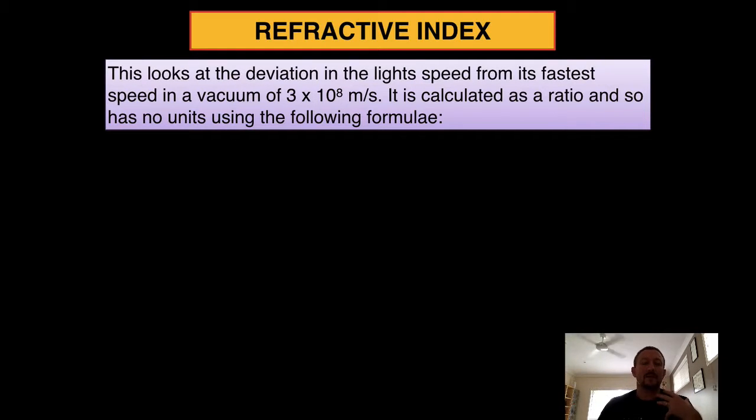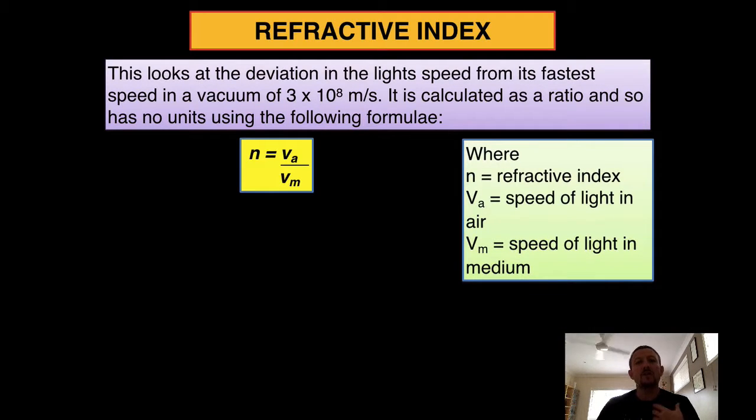So we know that the fastest speed of light is in a vacuum at 3 times 10 to the 8 meters per second. So we can use this formula, this ratio, to basically calculate the refractive index of our medium. So the formula is n, which is the refractive index of that medium, equals the speed of light in the air, VA, divided by the speed of light in the medium, VM. Now, in a calculation, you may be given a variety of different speeds, or you might be given a speed for that specific medium. You know that the speed of light is 3 times 10 to the 8 in the air. So as a result, you can calculate your refractive index. And I've put together some videos for you to watch as to how we can work that through.